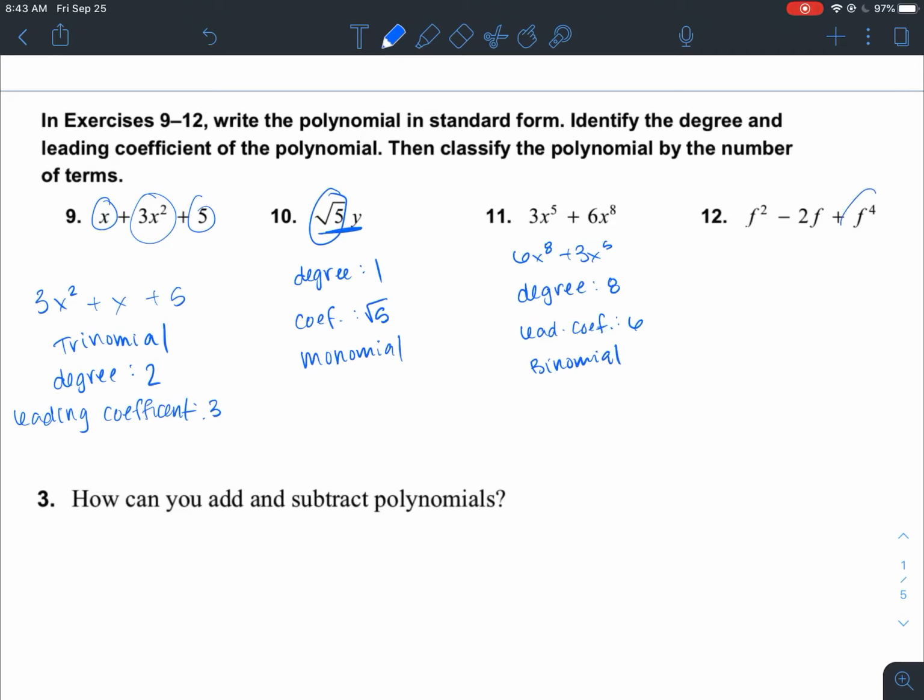For 12, to rewrite this, we have an f to the fourth. That seems to be the highest term that we have, f to the fourth. Then we have f squared. And then we have negative 2f, so minus 2f. So that's written in standard form. This is to the degree of 4. The leading coefficient is 1, and this is a trinomial.